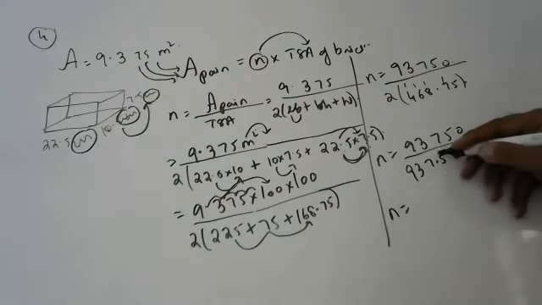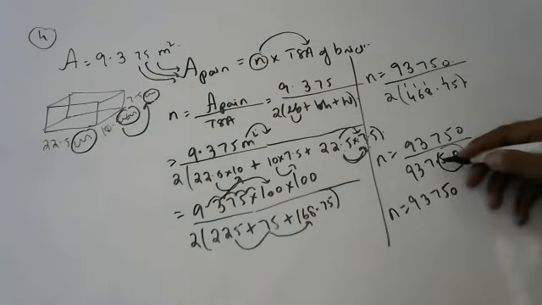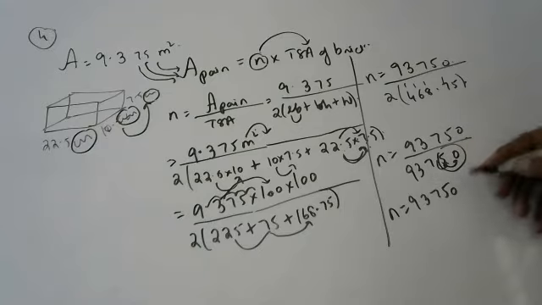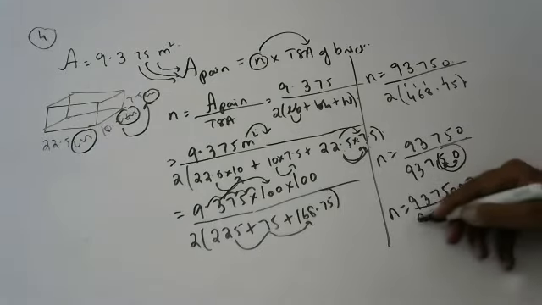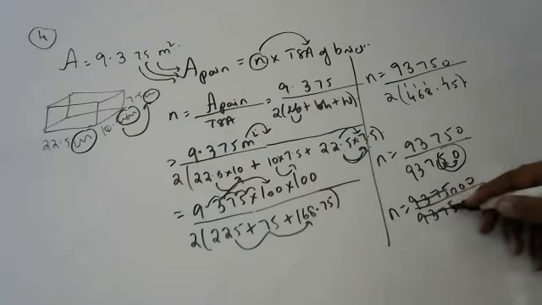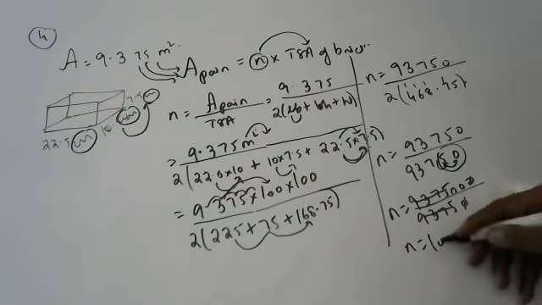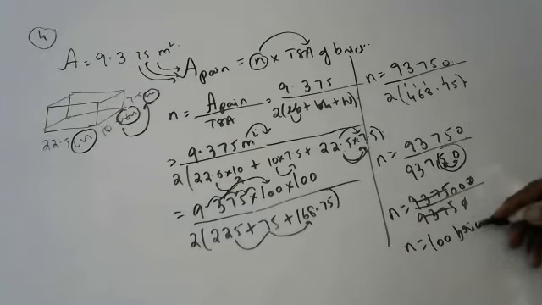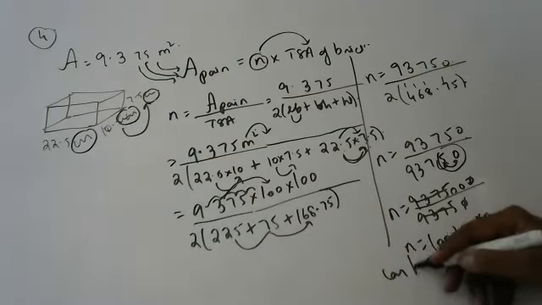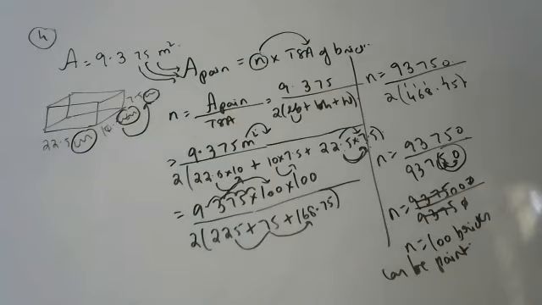Now, if I remove this point, 93750, if I remove this point, 2 zeros will come. 9375, 9375 gone. So 2 zeros are left over. 100 bricks can be painted. With the paint which is available, 100 bricks can be painted.